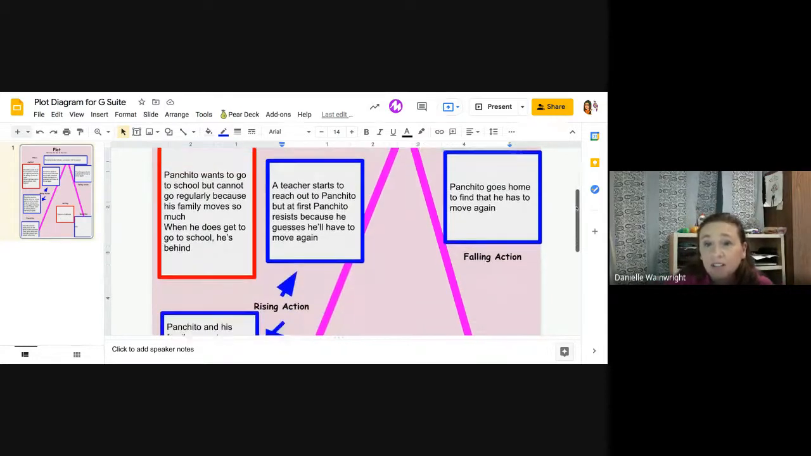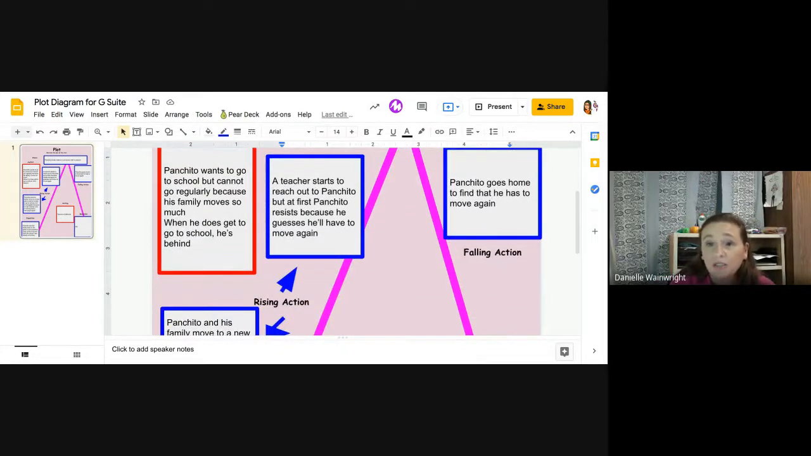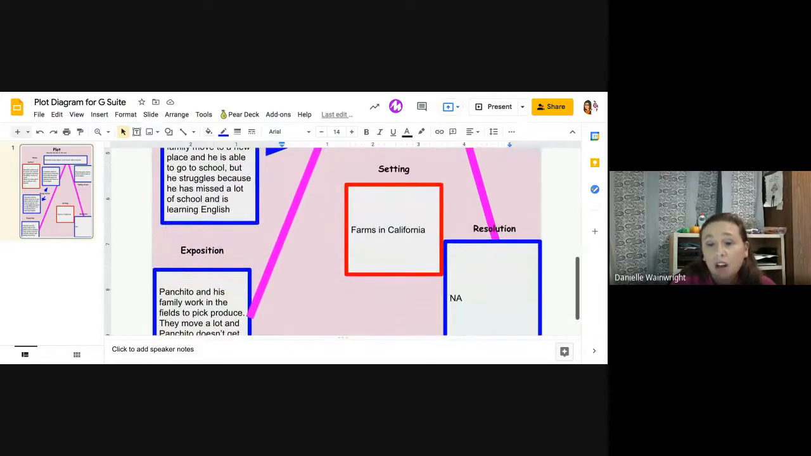And that is the resolution or the falling action, which is that Panchito goes home to find he has to move again. And in this story, I would argue there's not a resolution. Or you could put literally when they're packing their boxes. But you could easily argue there's not a resolution. This story is part of a larger novel, and so you could easily argue that there's not a resolution in this part.